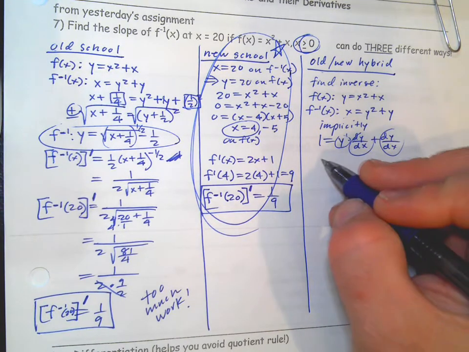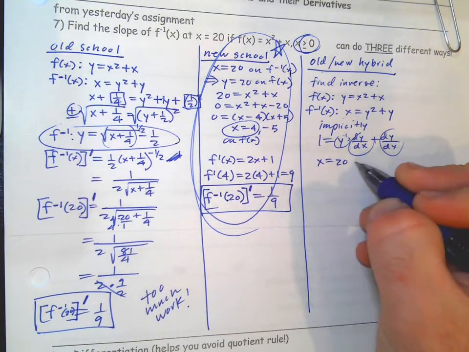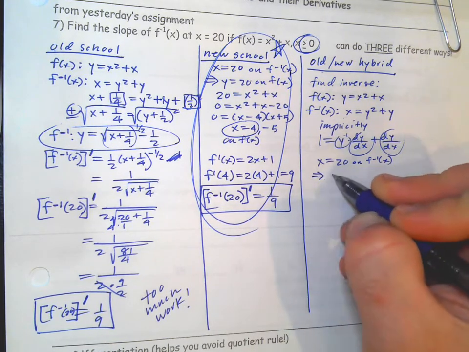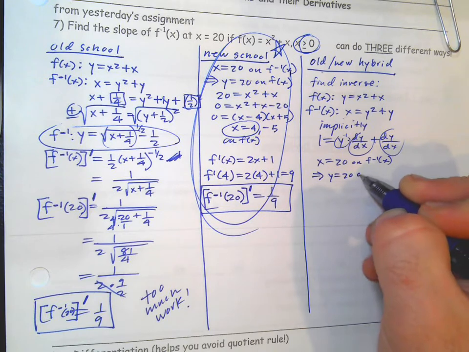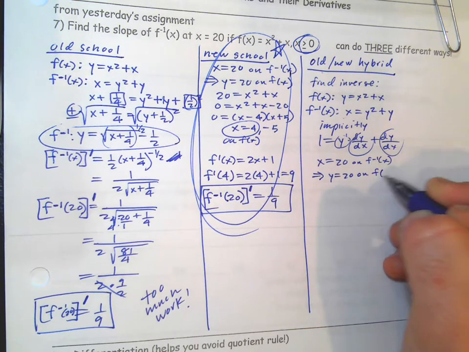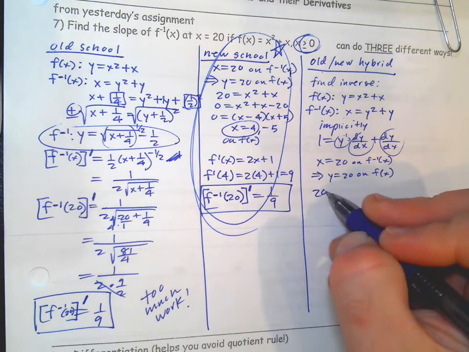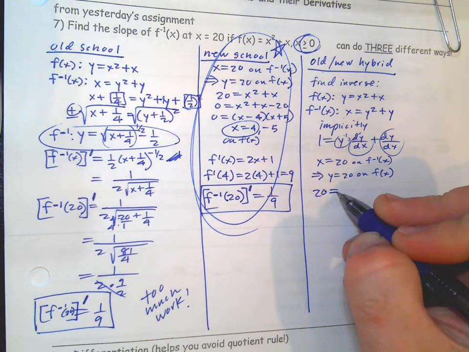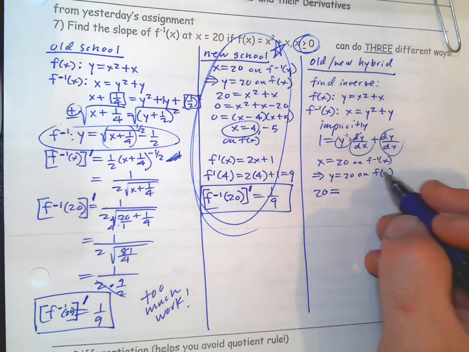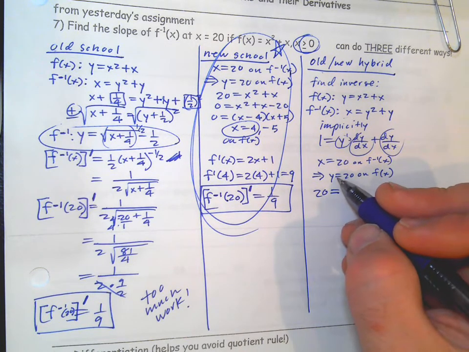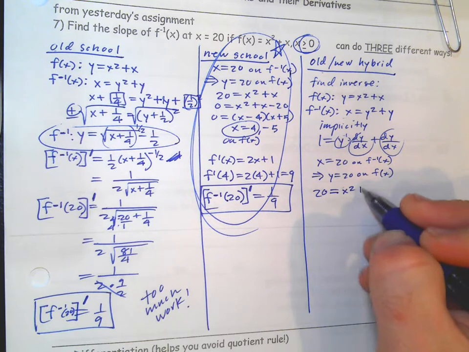You have x equals 20 on the inverse, which translates to y equals 20 on the original, but we need the y value on the inverse. So what we can do is find the x value on the inverse, and then whatever that x value is on the original, that should be the y value on the inverse. So we plug y equals 20 into the original equation for the original function.